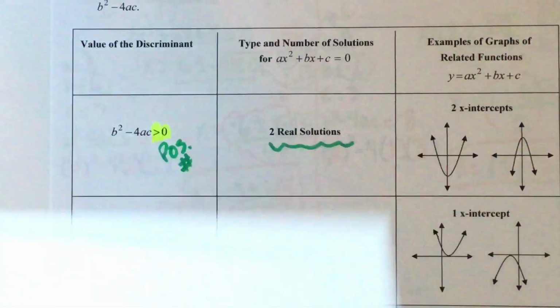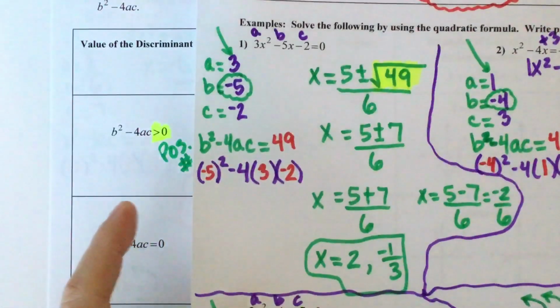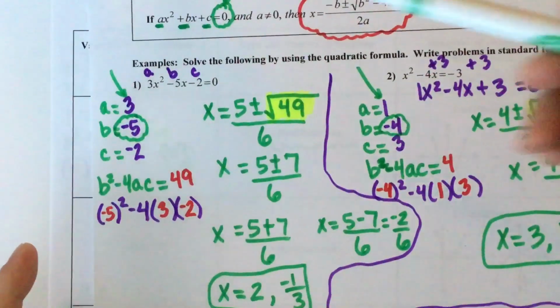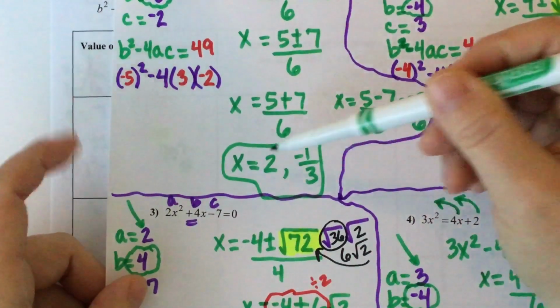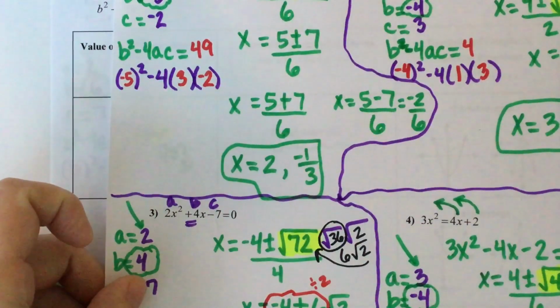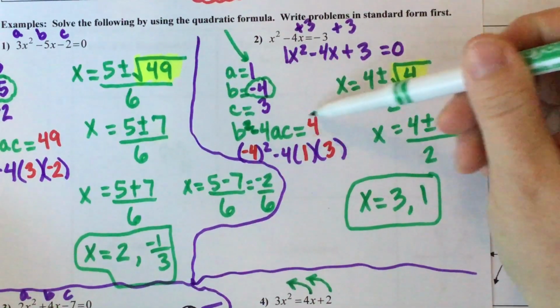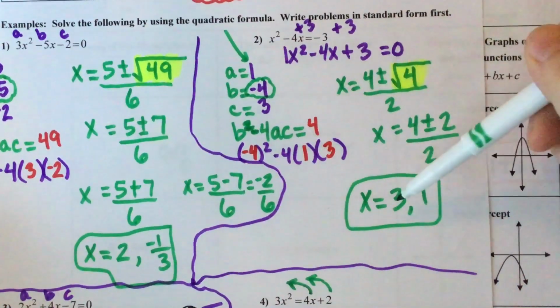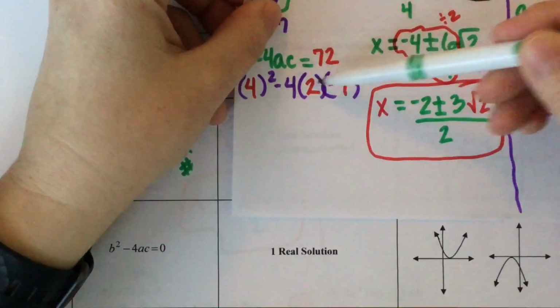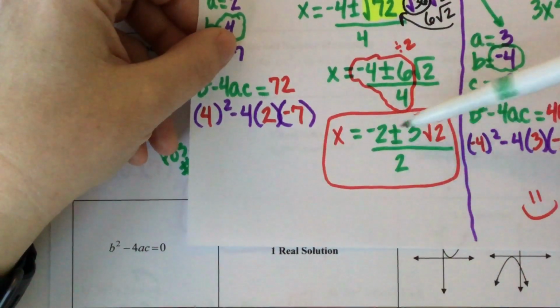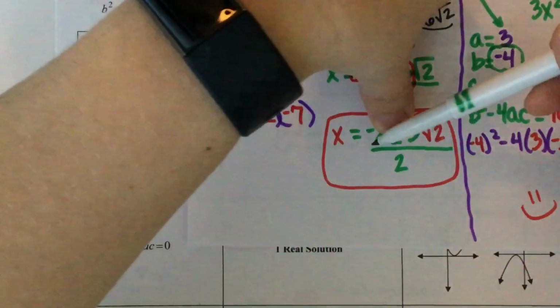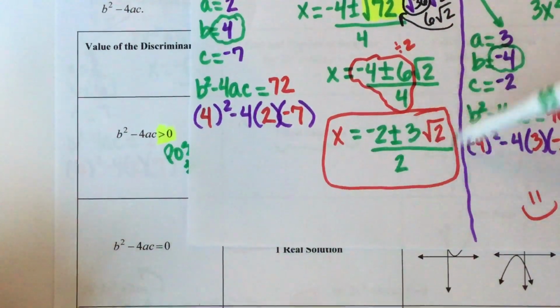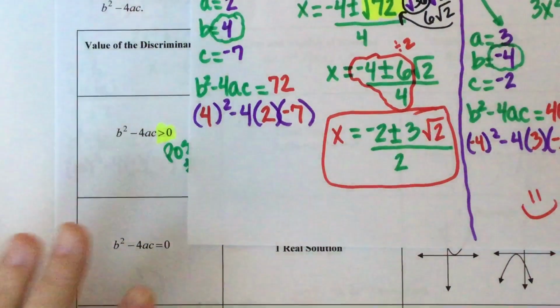So if I show you an example from the other day, when my b squared minus 4ac was a positive number, do you see how I have 2 answers? And the reason they're real is because there's no i's. So here my discriminant was a positive number, and once again I had 2 real answers. Even these guys, this is still positive, it's greater than 0. I still have 2 real answers. This is negative 2 plus 3 square root of 2 over 2, and this is negative 2 minus 3 square root of 2 over 2. So I still have 2 answers, and they're real answers because there's no i's.